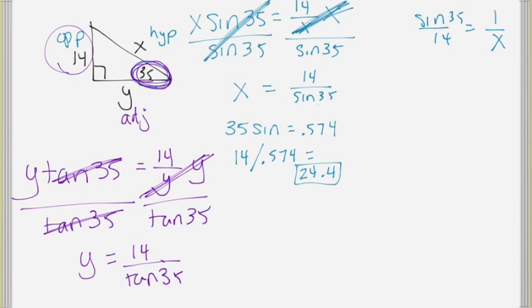Or again, on a graphing calculator or scientific calculator, you can just type that in: 14 divided by tangent 35. On an iProduct, you have to do it in two steps and type in 35 tangent, enter, get your decimal, and then do 14 divided by that decimal. So that ends up being 19.99, or we'll just call that 20.